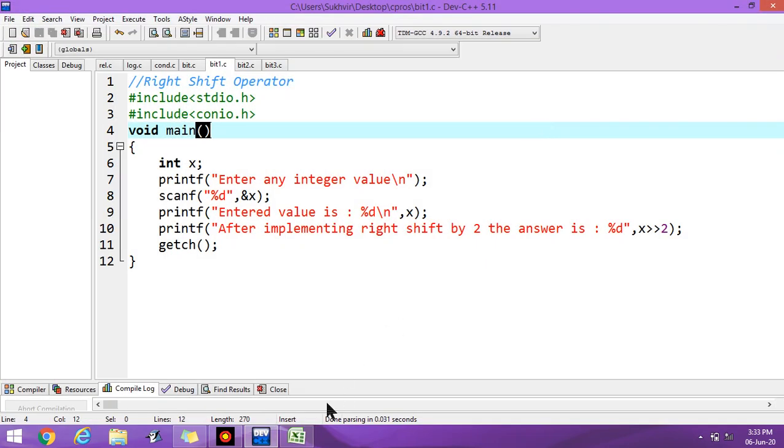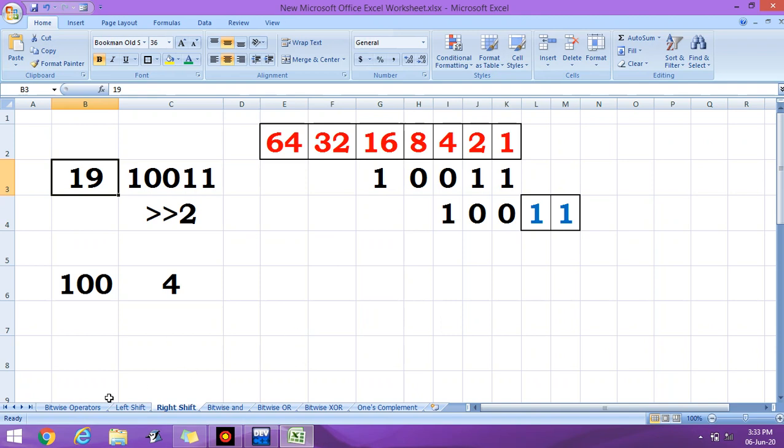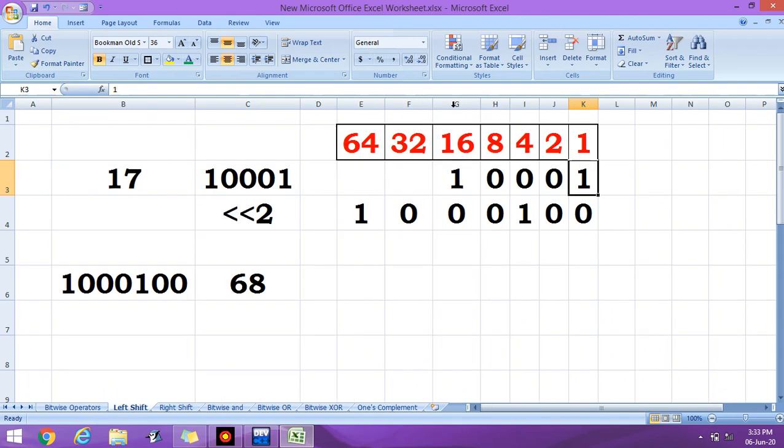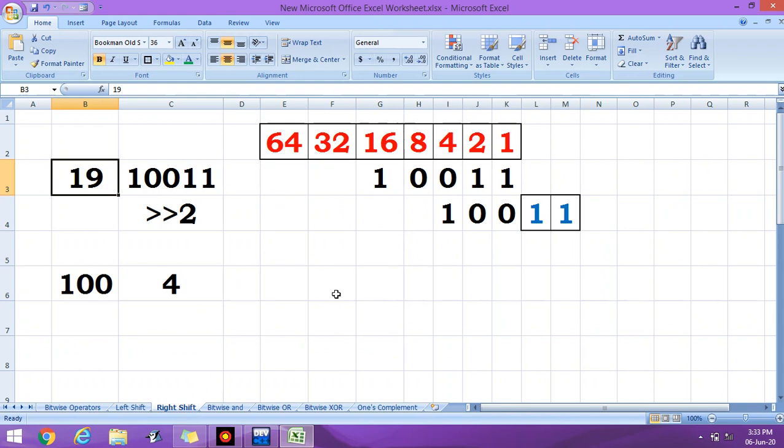One thing you have to keep in mind: while shifting the digits of binary numbers on the left side, you have to write zeros at the end. While shifting on the right side, you have to eliminate the last two numbers.